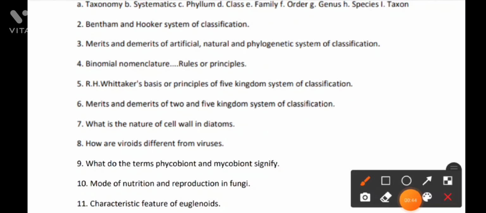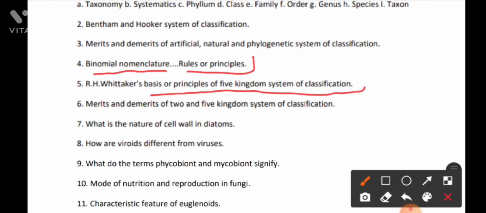Next, binomial nomenclature, rules or principles. R.H. Whittaker's basis or principles of five kingdom system of classification. Then, merits and demerits of two and five kingdom system of classification.